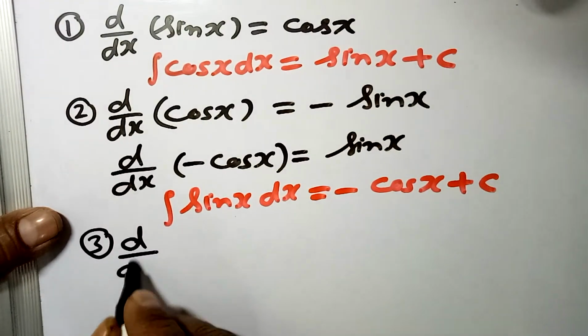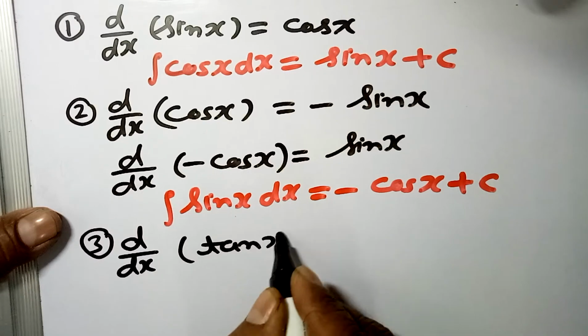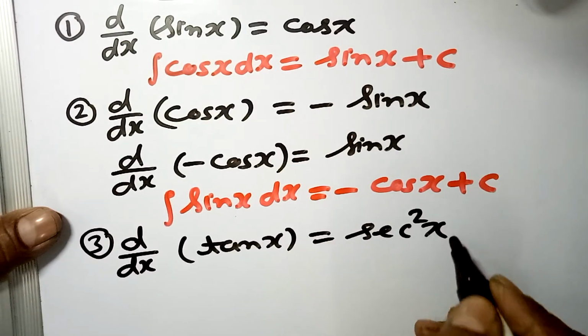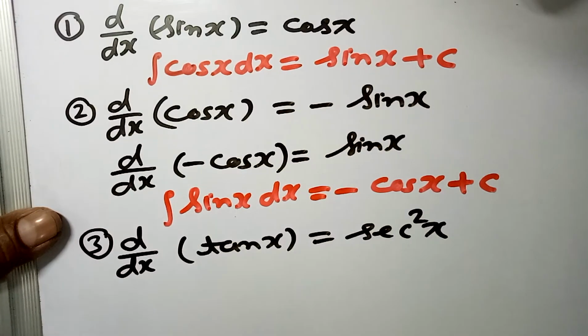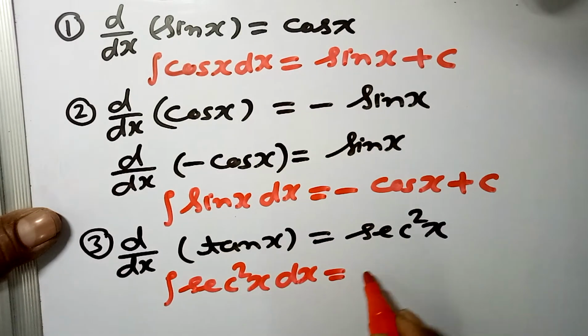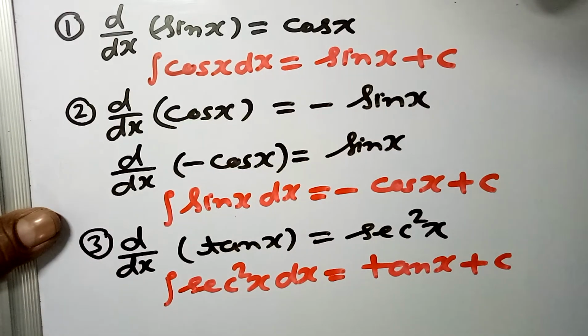Derivative of tan x is equal to secant square x. Because of this, the integral can be defined. Integral of sec square x is equal to tan x plus c.